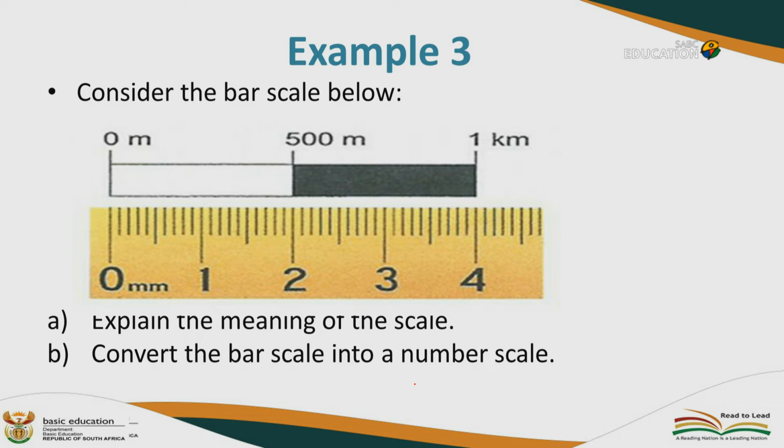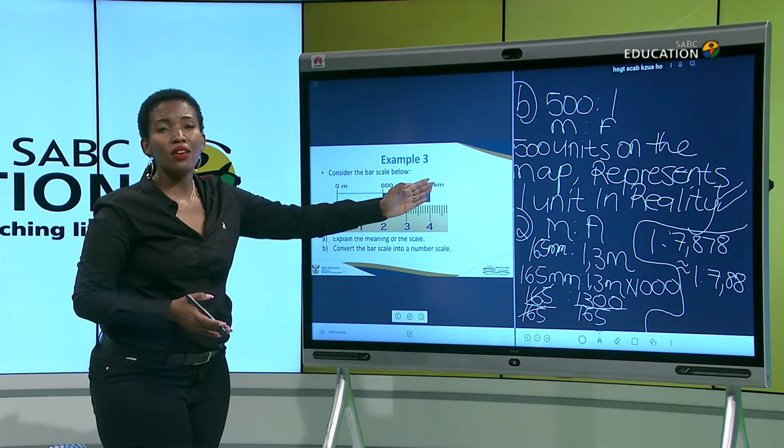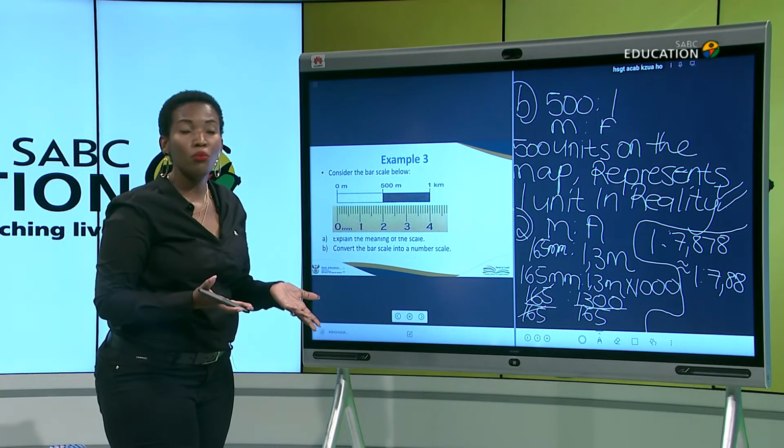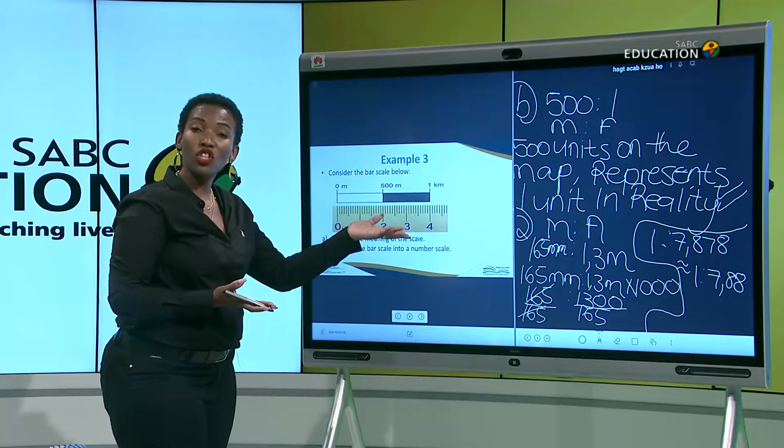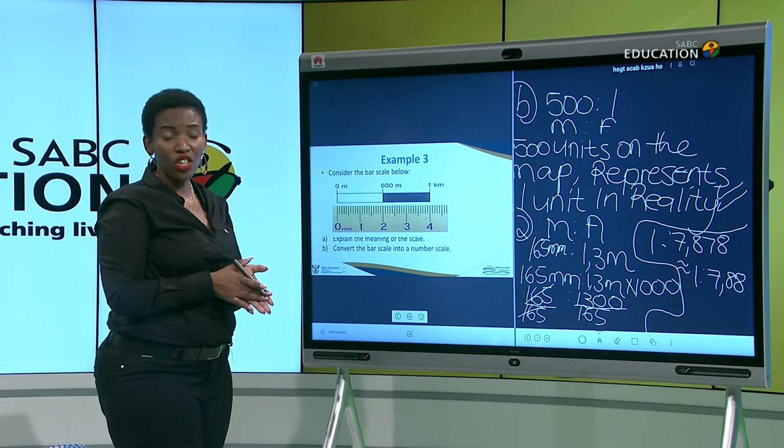Now, if you go back to your conversions, you will know that 1 kilometer is equivalent to 1,000 meters. So if another child says, no, ma'am, why don't we say this is 1,000 meters? It is still okay, because 1,000 meters and 1 kilometer, they are equal.